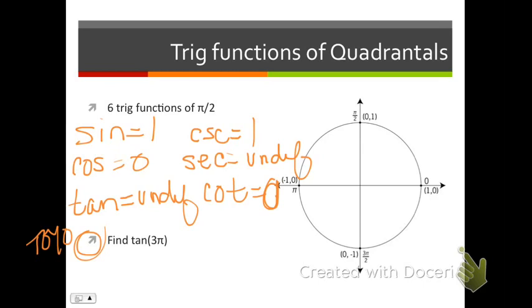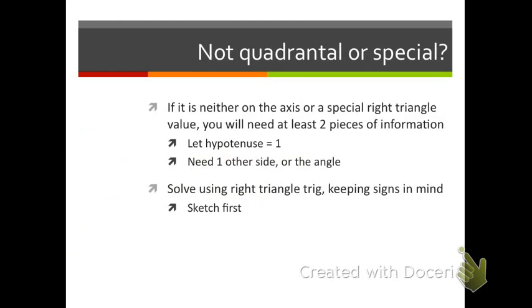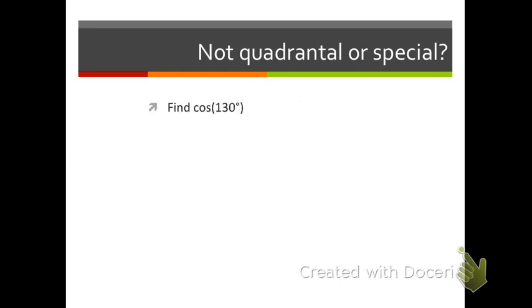So I want you to try this one on your own as well. Find the tangent of 3 pi. If it's not a quadrantal or special angle, you would just use your calculator, and you would get decimal answers. You wouldn't be able to get exact answers. Let the hypotenuse equal 1, but you would need at least one other side, or you would need to know the angle. Make sure you sketch the angle first so you can get your reference triangle.